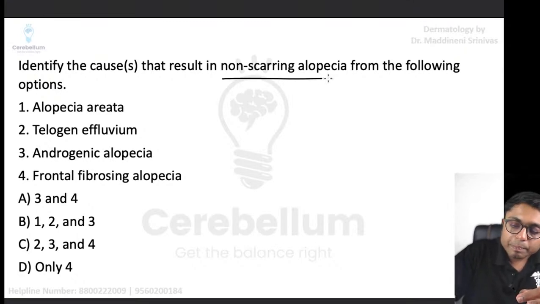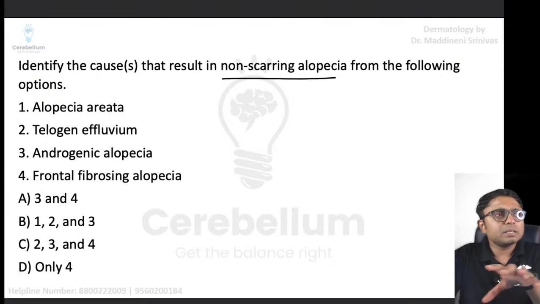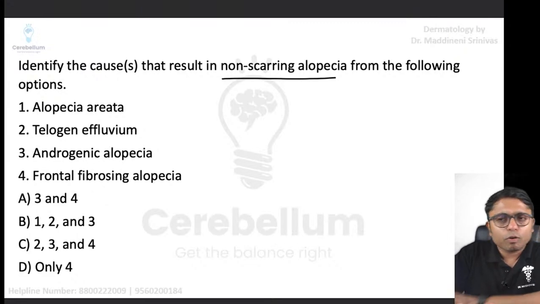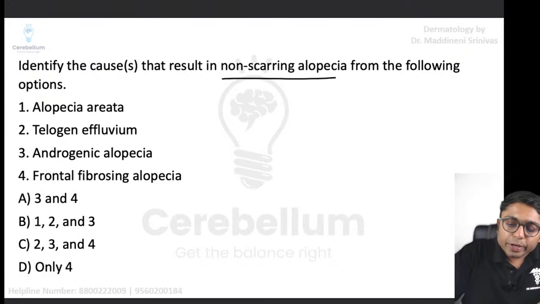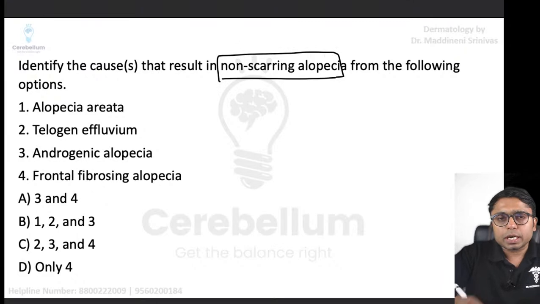So next is the question which was asked: identify the causes that result in non-scarring alopecia from the following options. This is a multiple correct type of question. So you need to identify non-scarring alopecia. Please remember, this is again an INICET May 2023 exam repeat question.